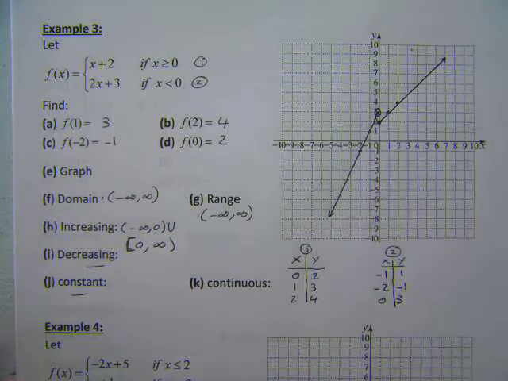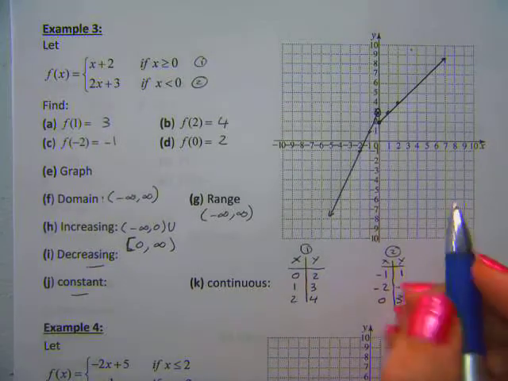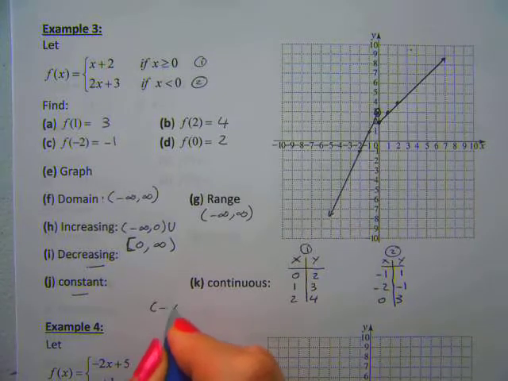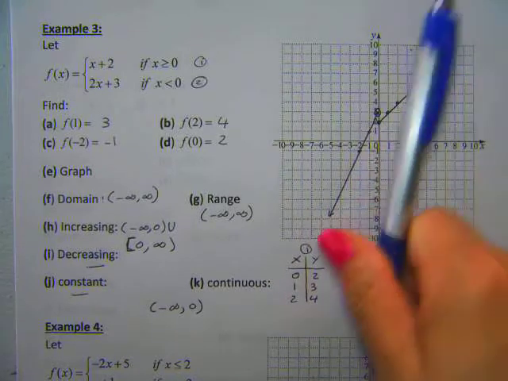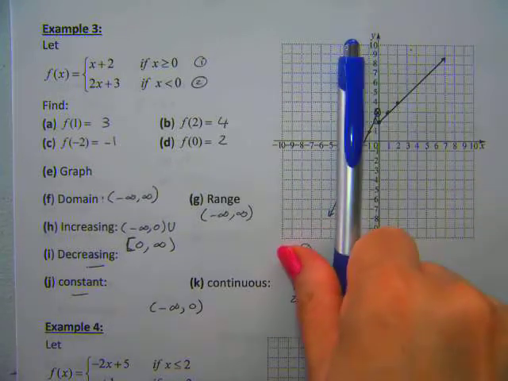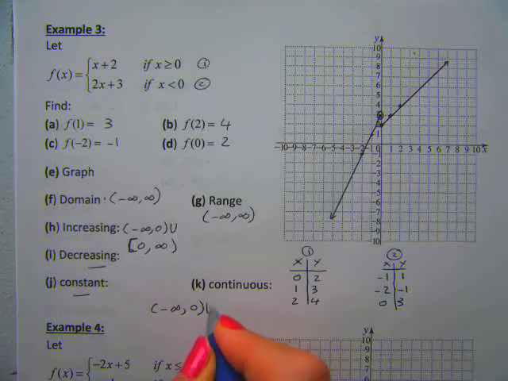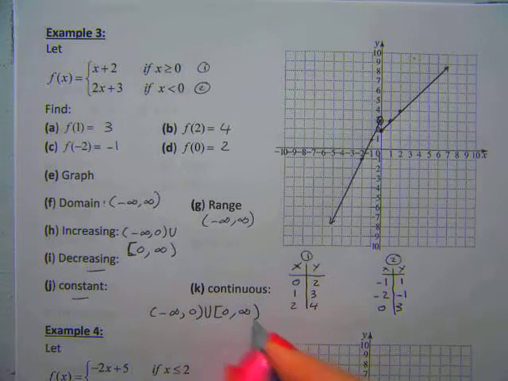How about continuity? It is continuous from -infinity to 0, not including 0. That's this interval. Then on this side, the right side, include the 0 and go to infinity.